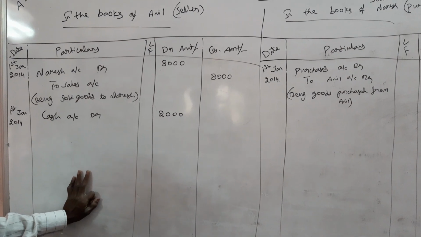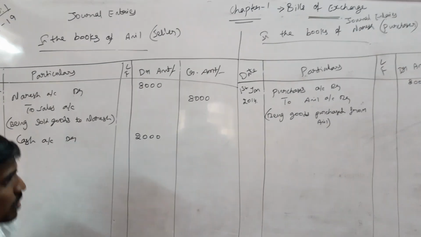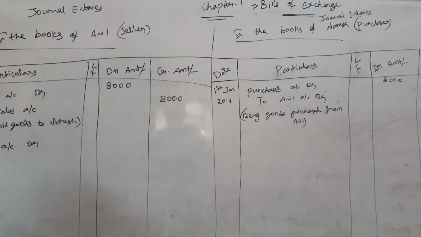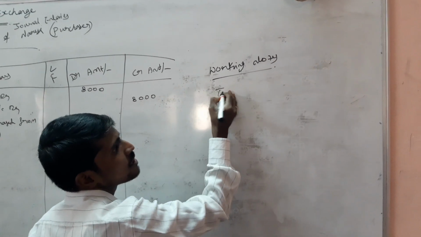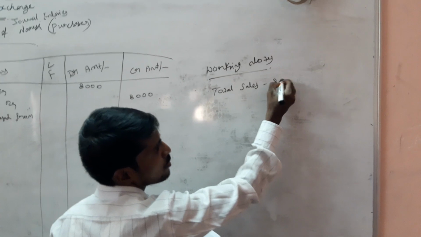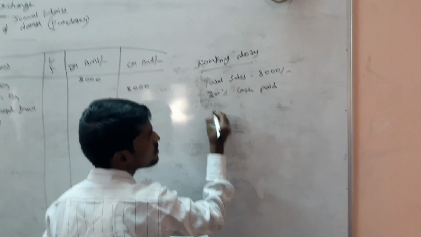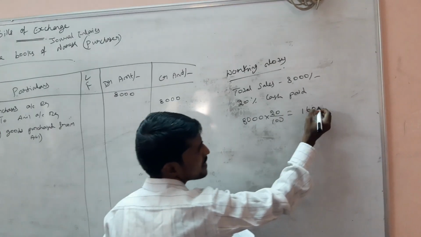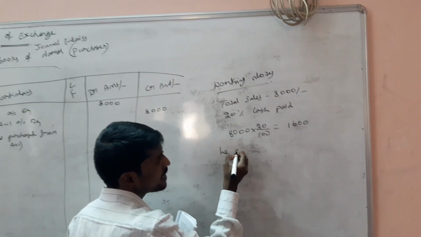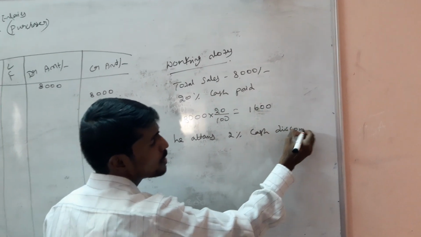But here we have to understand, Naresh paid 20% cash. So 2000 is not the amount, we have to calculate. Let's see in the working notes what the cash amount is. Total sales 8,000 rupees. 20% cash paid means 8,000 into 20 by 100. It will be 1600. And he obtained 2% cash discount. What is the meaning of cash discount here?